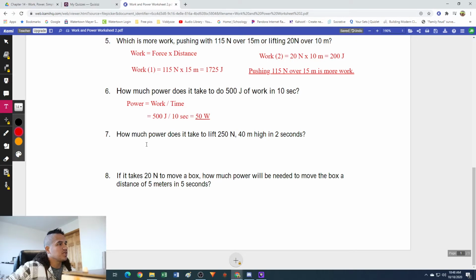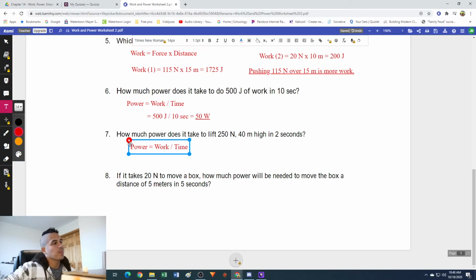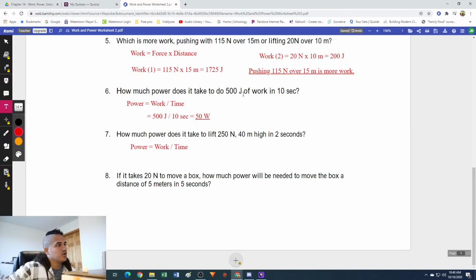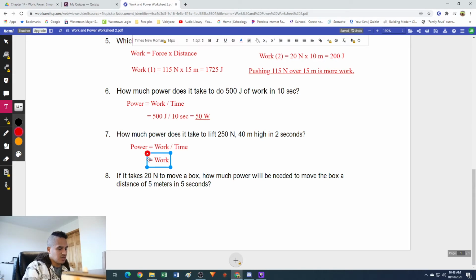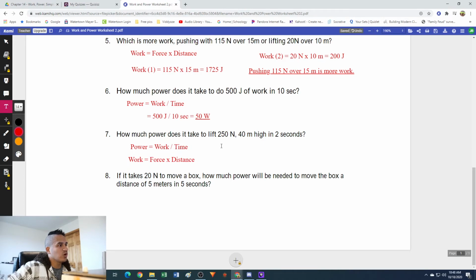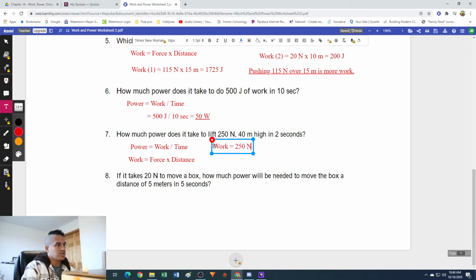Number 7, how much power does it take to lift 250 newtons, 40 meters high in 2 seconds? Okay, so we know that power is equal to work divided by time. They're not necessarily giving us work in this problem, though, because remember, work is measured in the units of joules. They're not giving us anything in joules. But we know that work is equal to force times distance. So what we can do is first solve for work by taking our 250 newtons of force times our distance of 40 meters. Okay, so we can find our work first.